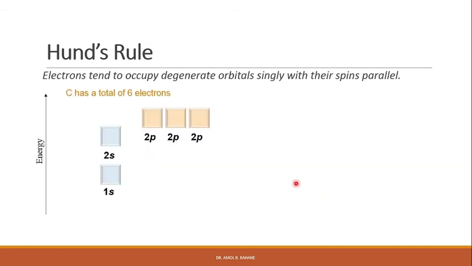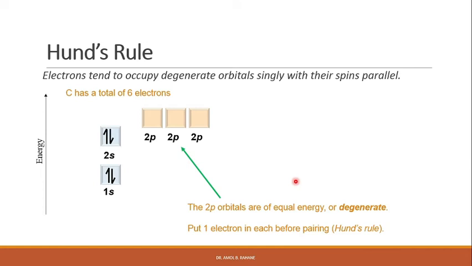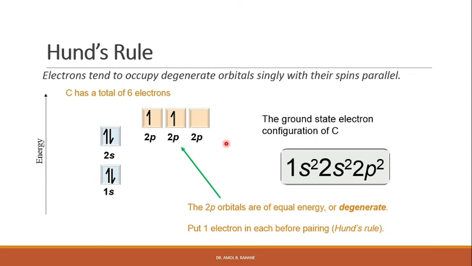So in the case of carbon, we have 6 electrons. 2 electrons will go in the 1s orbital, 2 electrons will go in the 2s orbital, and since the next orbitals available are 2p, and the 2p orbitals are of equal energy or degenerate, we can put one electron in each before pairing. So the 2 electrons will go in two different 2p orbitals with their spins unpaired. The ground state electronic configuration of carbon we can write as 1s2, 2s2, 2p2, right?